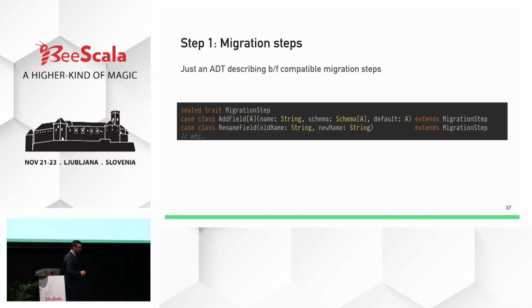So, step one, defining what we call the migration steps that ensure backward and forward compatibility. And that's just yet another ADT. For example, I could say I'm allowed to add a field to a record as long as this field has a default value. Because if it doesn't have the default value, you're not backward compatible. I'm also allowed to rename a field as long as the new name is not used in the record, and so on and so forth. You end up with a set of allowed transformations. That's the simple part.